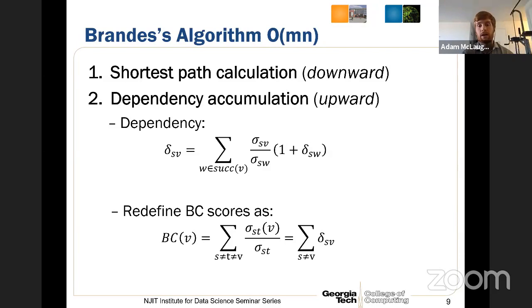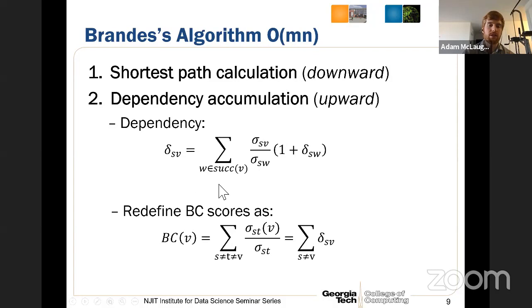First is called the shortest path calculation, which is basically starting a breadth first search and calculating all the shortest paths from one particular source vertex to all the other vertices downstream from it. And then there's a dependency accumulation, which is starting at the other side of the graph and moving your way back up to that root vertex that you started from. So basically, there's a way we can redefine the equation I showed on the other slide in terms of this dependency.